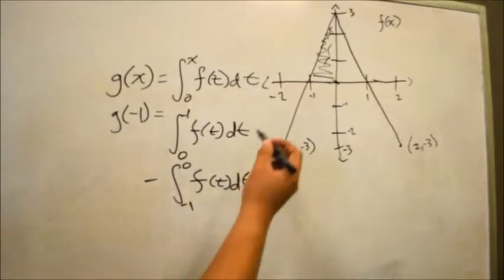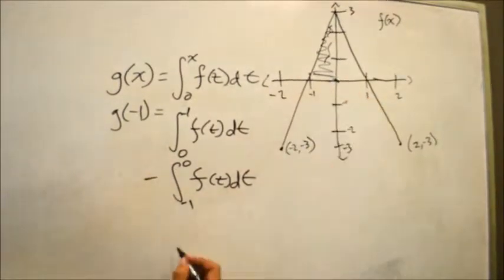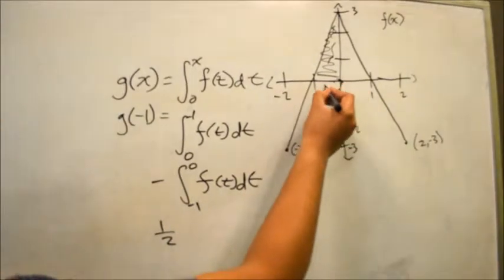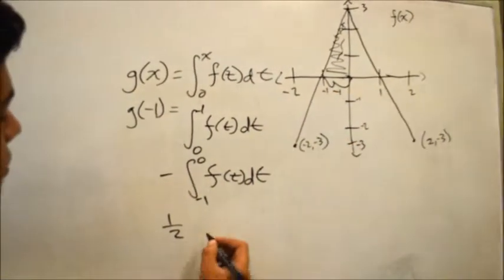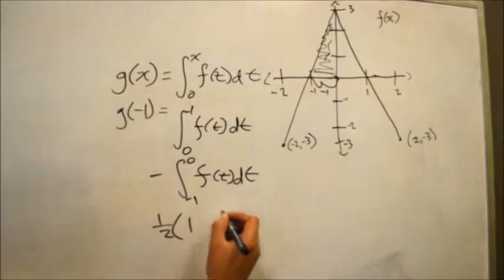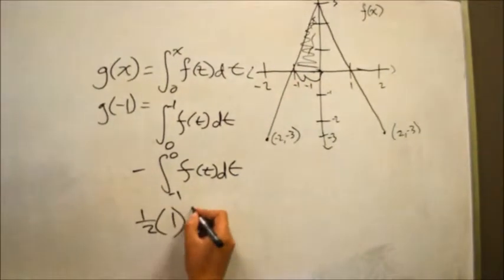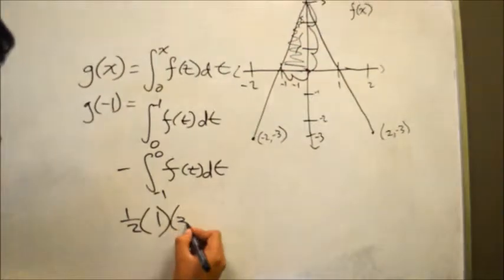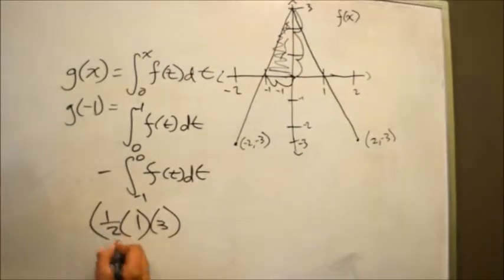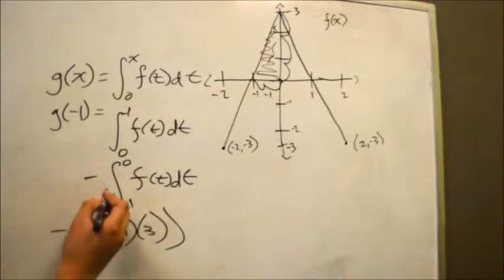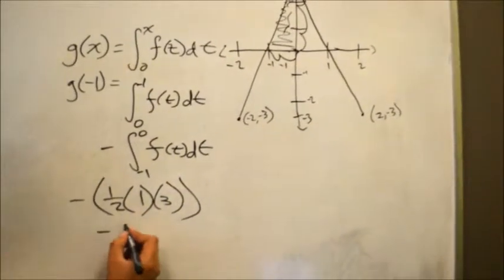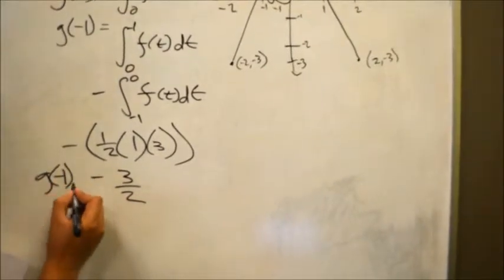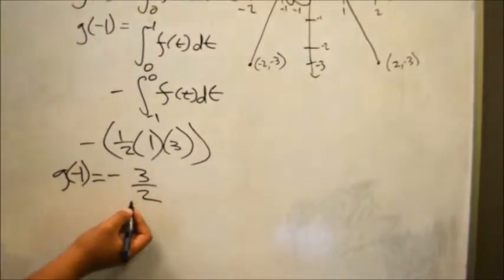So the area of this, which is a triangle, is 1/2 times the base, which is 1, times the height, which is 3. So it's all divided by negative from here. So you get -3/2. So g of -1 equals -3/2.